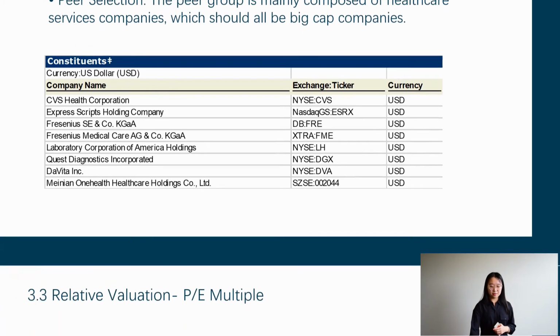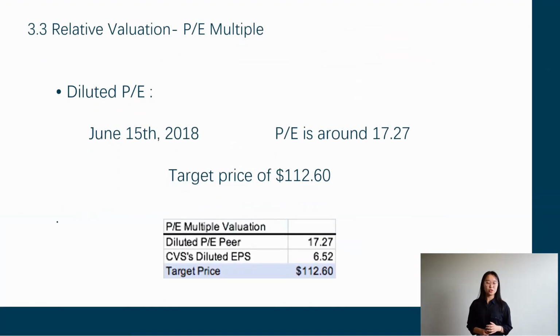Next, we calculate the diluted PE ratio, where we get the information and compare it with the price on June 15th, just a few days ago. At this time, the average PE ratio is around 17.27. And we also get the EPS of CVS from their latest balance sheet, which is around 6.52.